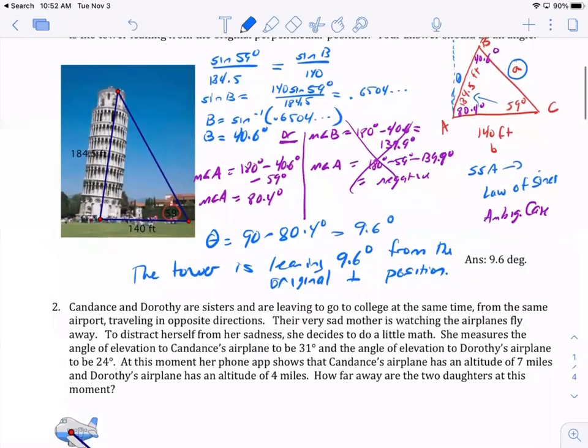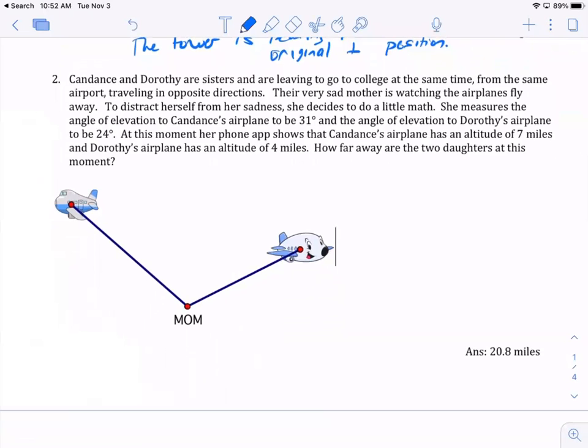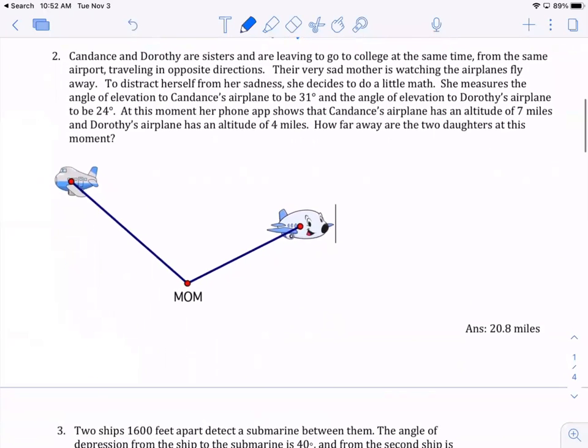Okay, Gabi, will you read the next thing about Candace and Dorothy? Yeah. So Candace and Dorothy are sisters and are leaving to go to college at the same time from the same airport, traveling in opposite directions. Their very sad mother is watching the airplanes fly away. To distract herself from her sadness, she decides to do a little math. She measures the angle of elevation to Candace's airplane to be 31 degrees and the angle of elevation to Dorothy's airplane to be 24 degrees. At this moment, her phone app shows that Candace's airplane has an altitude of 7 miles and Dorothy's airplane has an altitude of 4 miles. How far away are the two daughters at this moment?